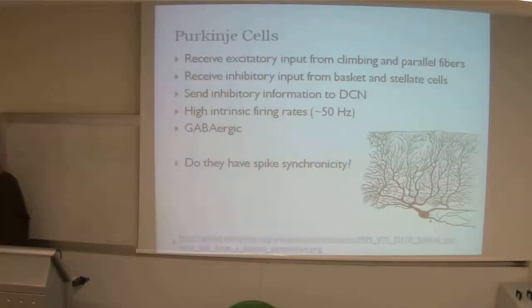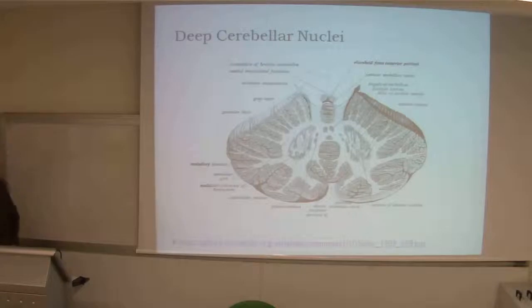We'll mention a little bit about Purkinje cells. They receive excitatory inputs from climbing and parallel fibers and inhibitory input from basket and stellate cells. They send their information to the DCN. They're GABAergic, so the information they transmit is inhibitory. And they also have very high intrinsic firing rates. If you just record from these cells, they'll be spiking at 50 hertz. And we'll be looking at synchrony, whether a bunch of Purkinje cells will exhibit synchrony if they'll be firing in a pattern.